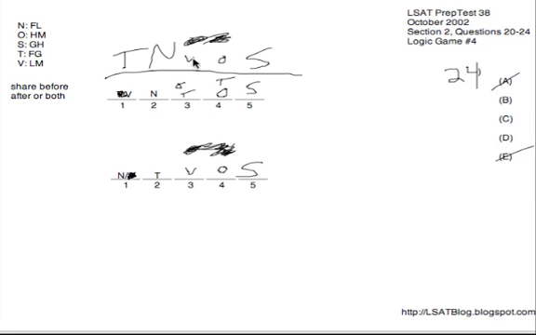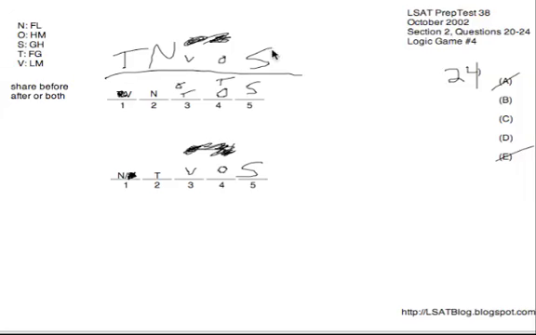So could O and V share? O and S share, I'm sorry. O and S share. Yeah, O and S both have H. So this is looking good so far, but is V sharing with anybody here? V has LM. N has FL, so yes, this is good. This is a valid scenario.